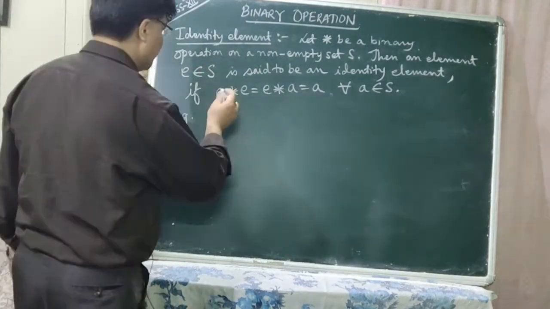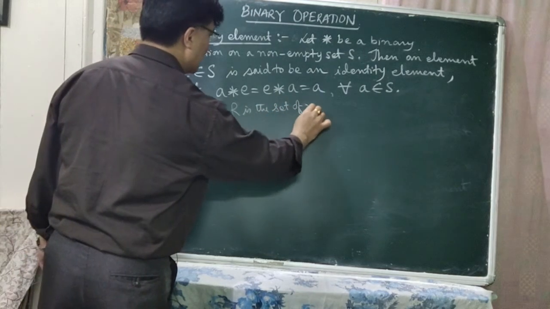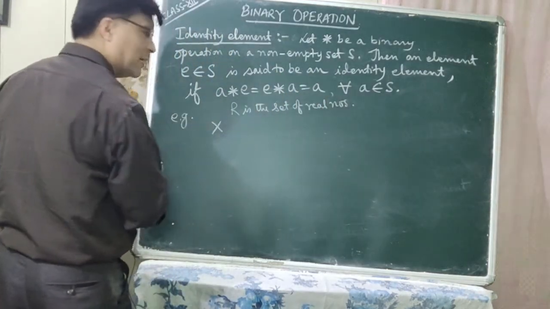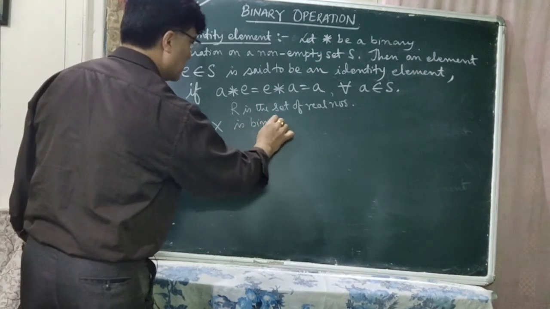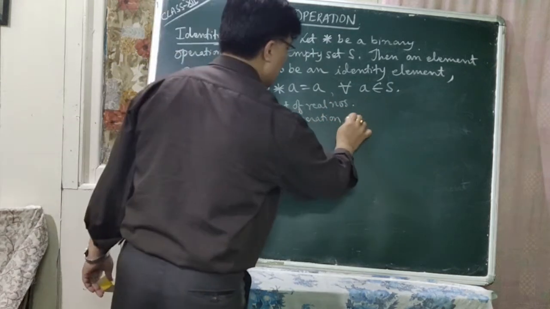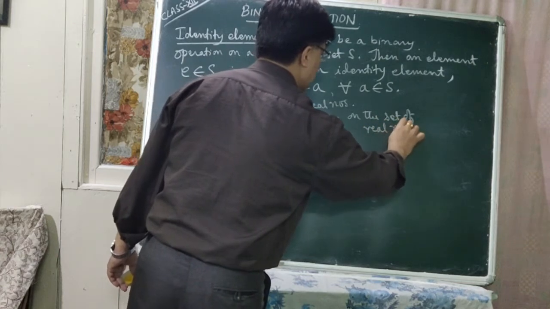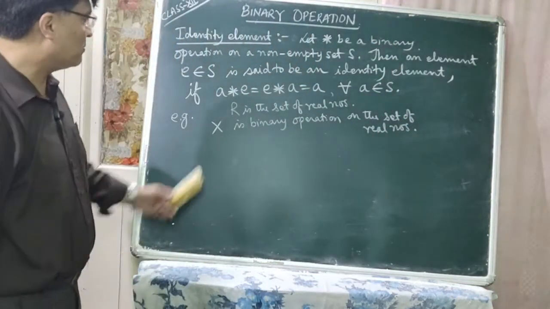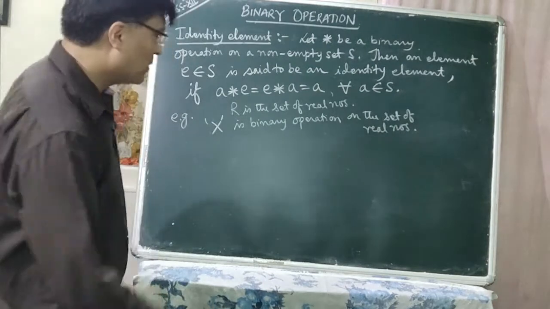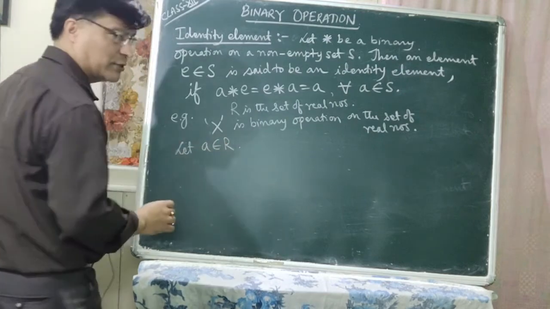Now, you know that R is the set of real numbers, and you know that multiplication is a binary operation on the set of real numbers. So this multiplication sign is a binary operation on the set of real numbers. Let us take an element: let A belong to the set of real numbers.